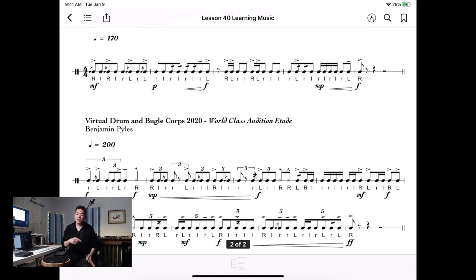We were just looking at Portraits in Rhythm, Etude number 4, and now we're moving into the second half of the lesson, which is going to be about virtual drum and bugle corps, and we're going to be looking at both the A-class audition piece and the world-class audition piece. We're just going to look at a little snippet of both. I'm going to throw these last three or four strategies to you.